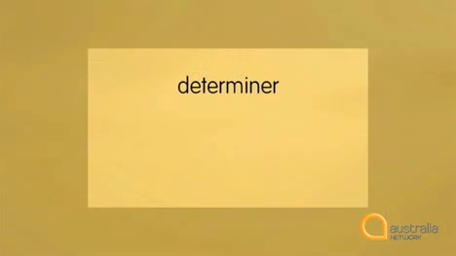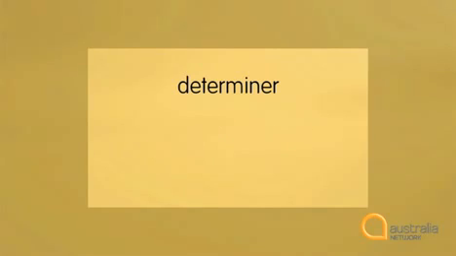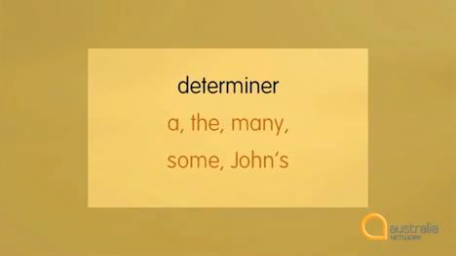First, we have the determiner. That's articles, a, an, the. Numbers, or a word that describes the amount of something. It can also be the owner, the person or thing who the noun belongs to. So determiners can be a, the, many, some, or a name like John's. So we can have a car, many cars, John's car.